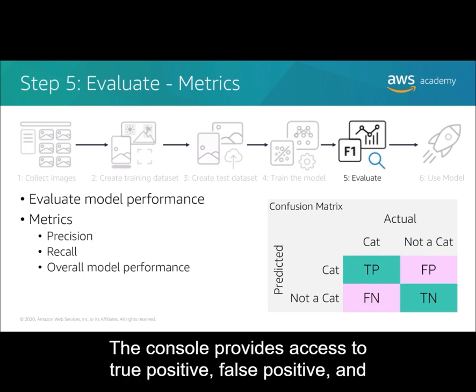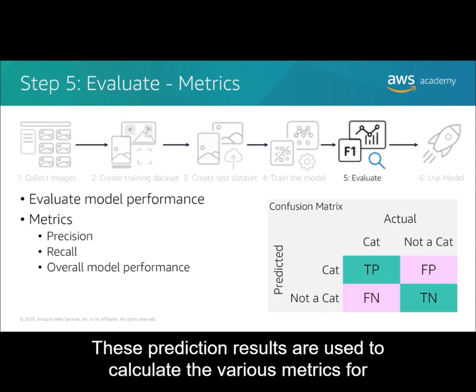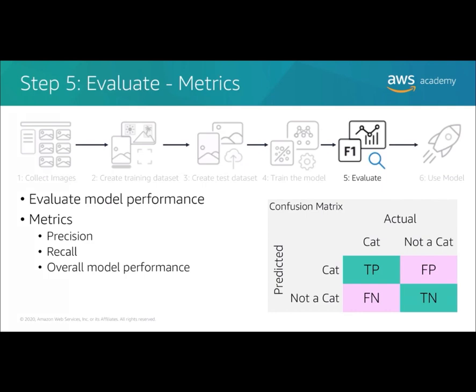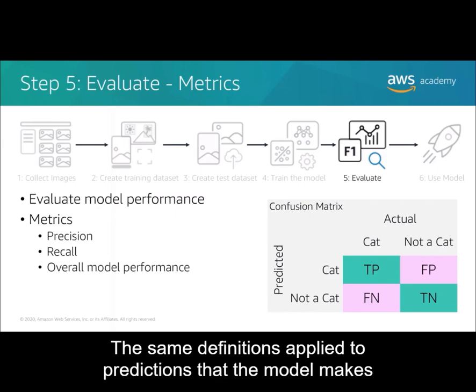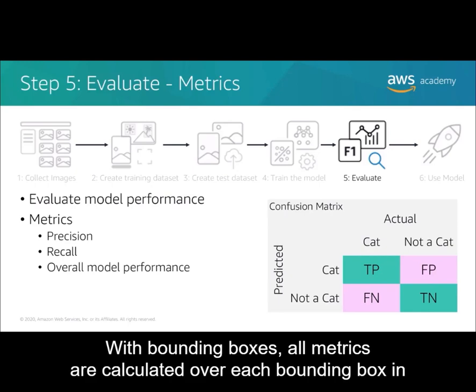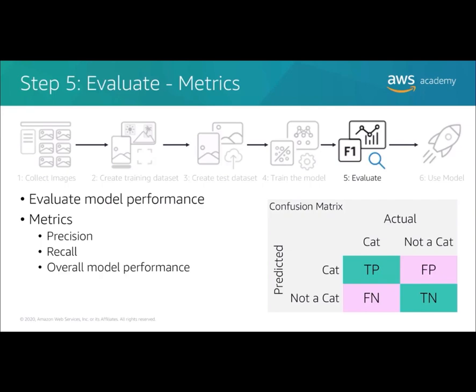The console provides access to true positive, false positive, and false negative values for each image in your test dataset. These prediction results are used to calculate the various metrics for each label and an aggregate of metrics for your entire test set. The same definitions apply to predictions that the model makes at the bounding box level. With bounding boxes, all metrics are calculated over each bounding box in each test image, regardless of whether the boxes are prediction or ground truth.